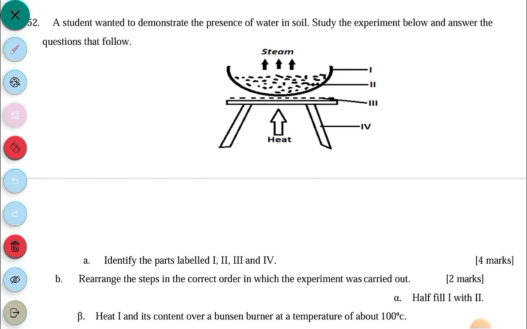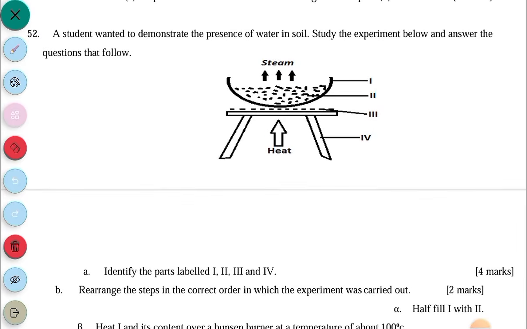Then question 52. A student wanted to demonstrate the presence of water in soil. Study the experiments below and answer the questions that follow. I is an evaporating dish, II is wet soil, III is wire gauze, and IV is a tripod stand. It says rearrange them in the correct order in which the experiment was carried out.